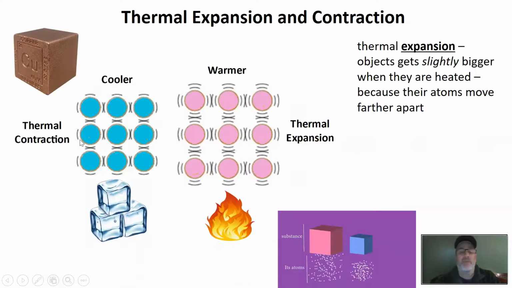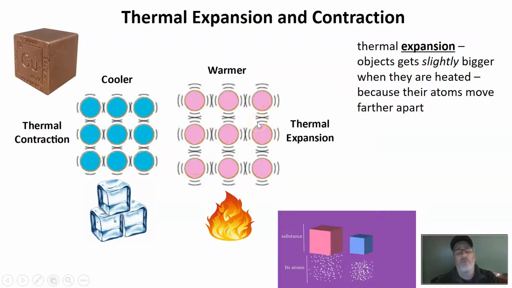Now, this gets to the heart of what causes thermal expansion. So thermal expansion is really just this idea that when we heat an object, it actually gets slightly bigger. And by that, I mean, if I heat this copper cube, it itself is going to increase in volume. It's going to take up more space. It's going to get slightly bigger. Now that change may not be noticeable to us in something like copper, and it getting slightly bigger is completely tied to the fact that its atoms are moving further apart.